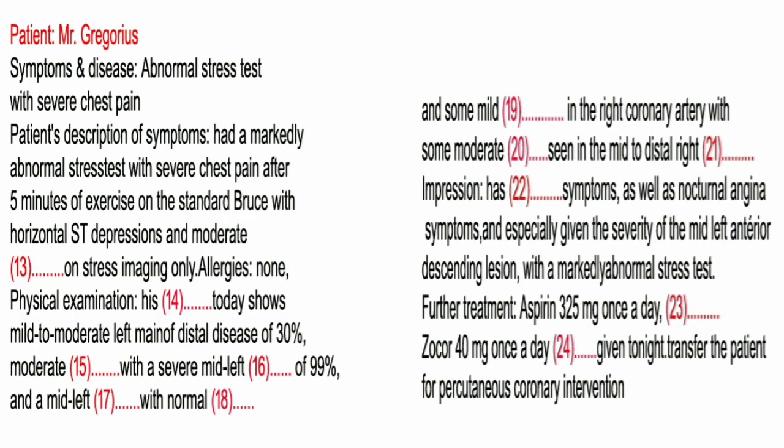Extract 2. Questions 13 to 24. You hear a physician talking to a patient called Mr. Gregorius. For questions 13 to 24, complete the following notes with a word or short phrase. You now have 30 seconds to look at the notes.